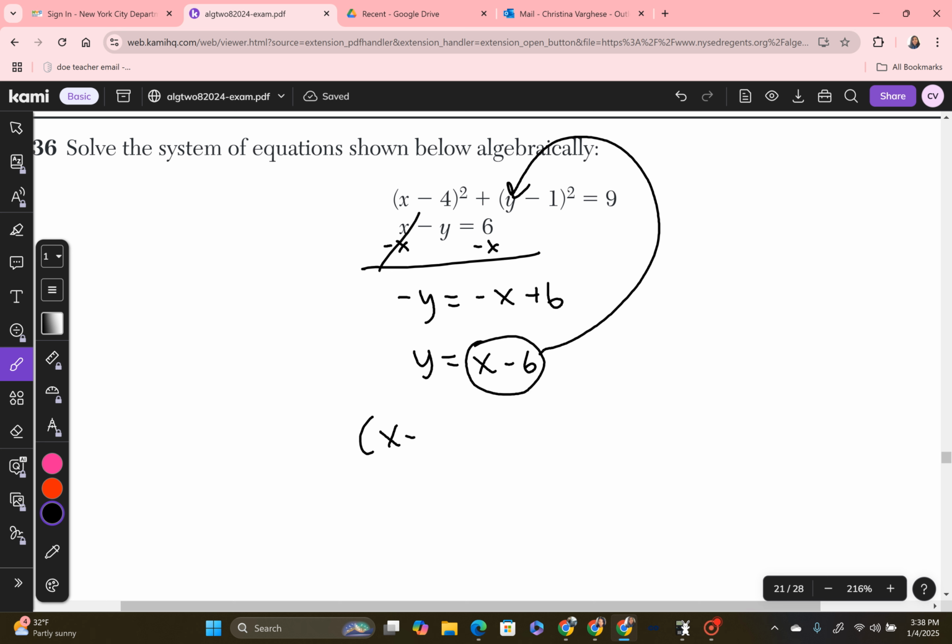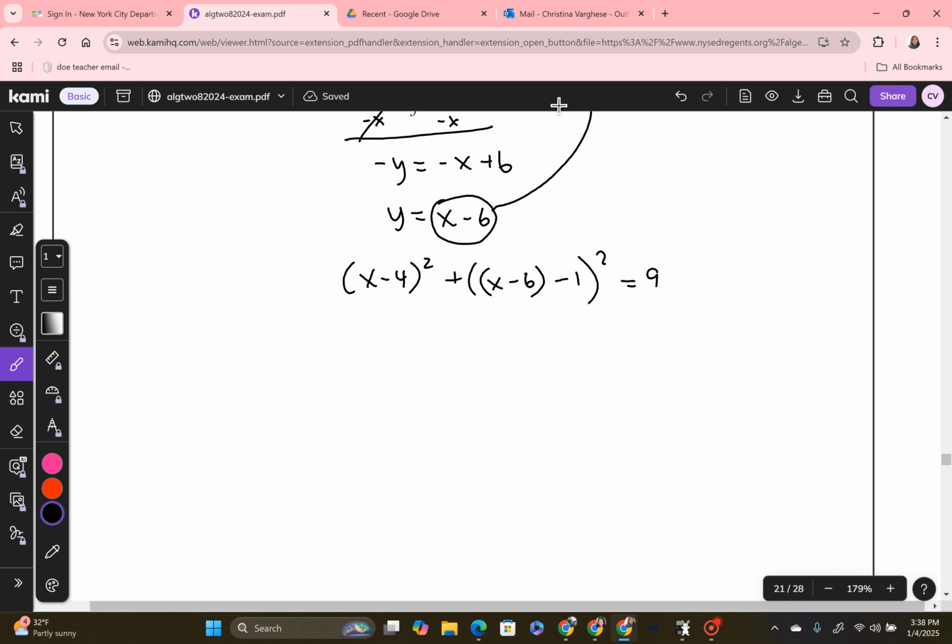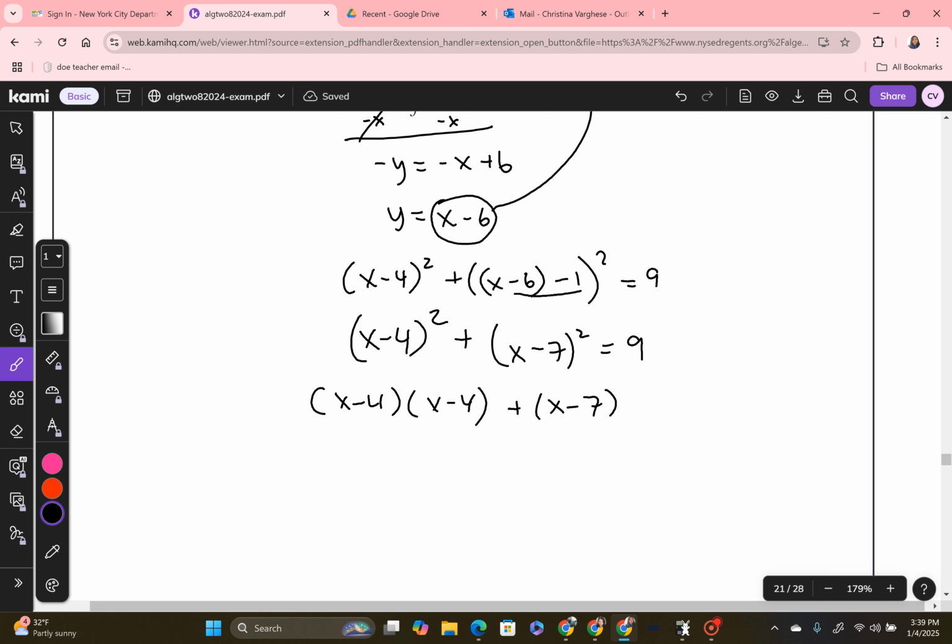So we have x minus 4 squared plus, and instead of that y, we're going to put x minus 6. Don't forget this minus 1. We're going to square that is equal to 9. Okay. All right. So now x minus 4 squared plus x minus 6 minus 1 is x minus 7 squared is equal to 9. Now you have to multiply. So x minus 4 times x minus 4 plus, and then do the same thing here, x minus 7, x minus 7. Set this equal to 9.